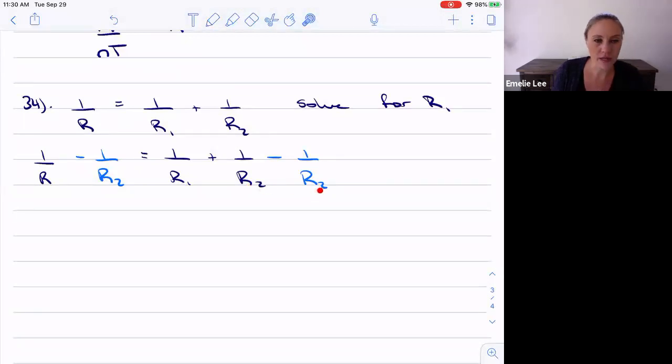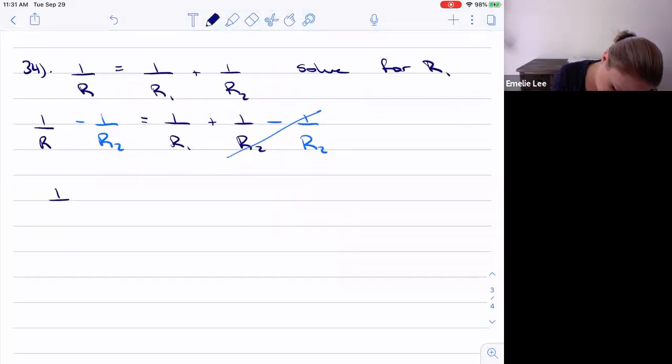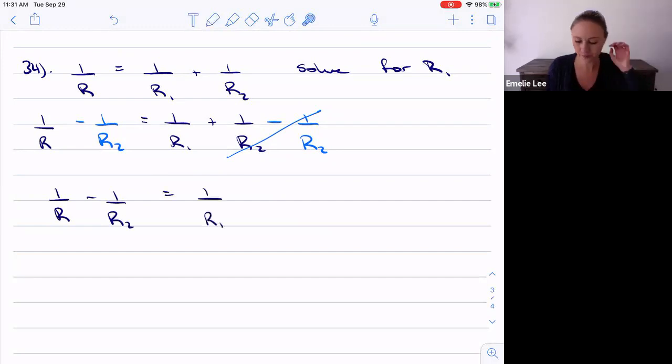1 over R2 minus 1 over R2 puts me at 0, and that's why I did it, to move it from this right-hand side over to this left-hand side. So those go away. So now I have 1 over R minus 1 over R2 is 1 over R1.